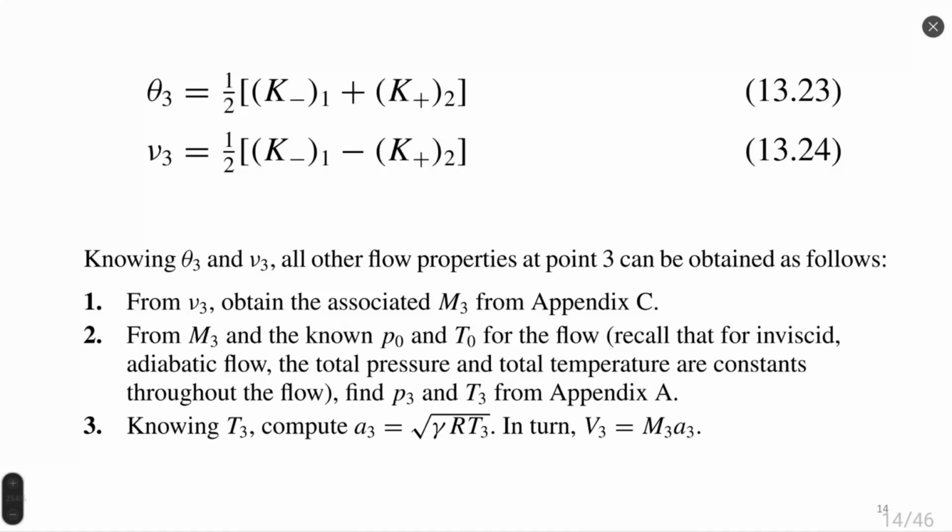Once we know this, we can obtain Mach number. You can see here a small schematic of how the calculation can be done. Item 1 is knowing the Prandtl-Meyer function. We obtain Mach number from Appendix C. After that, item 2, from Mach number and knowing stagnation properties, pressure and temperature, we can obtain parameters of pressure and temperature, for example, and also density by equation of state.